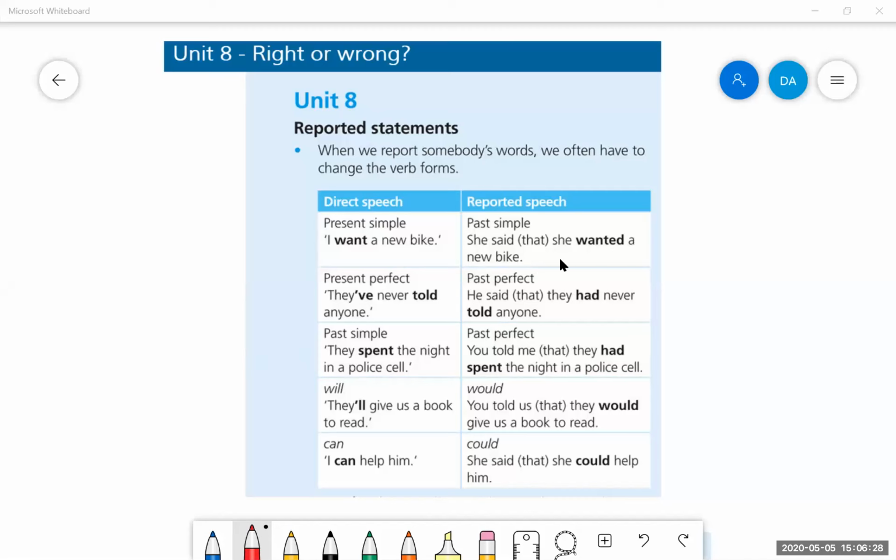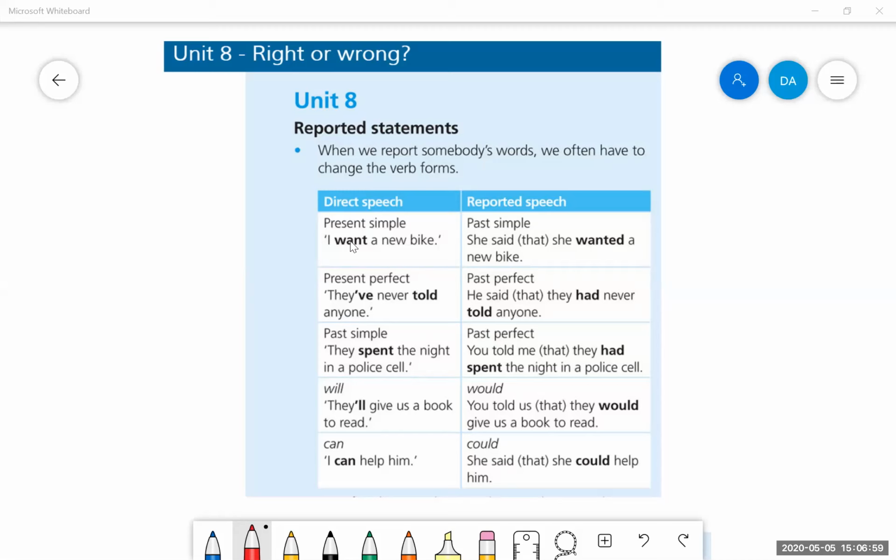So guys, I think you read it. Report statements, Unit 8. It says the first rule: when we report somebody's words, we often have to change the verb forms. Remember the changes that we have just talked about. Okay. The lesson is not over yet. We have just 40 minutes more, Mustafa.